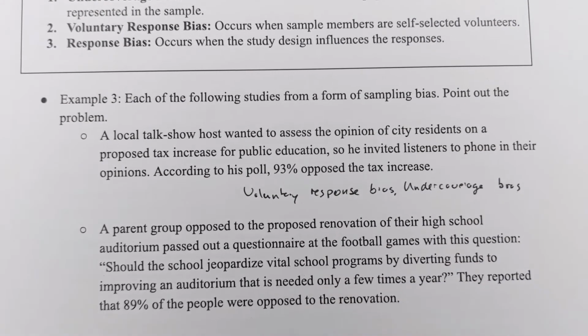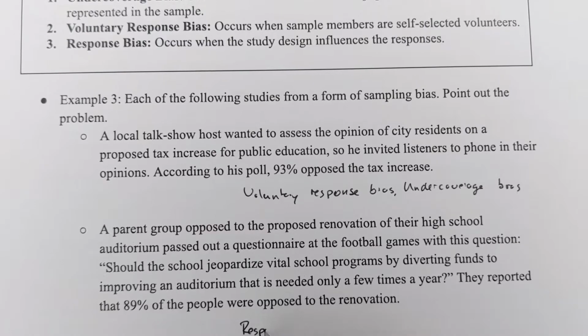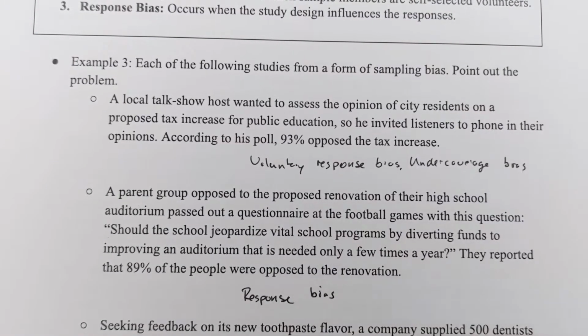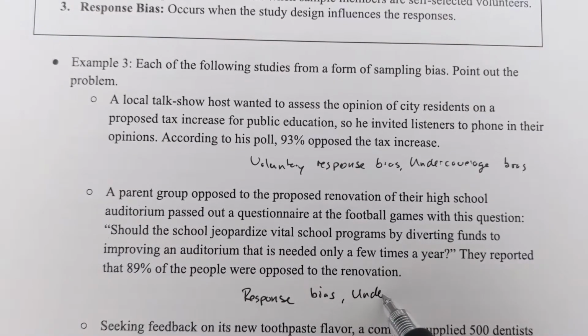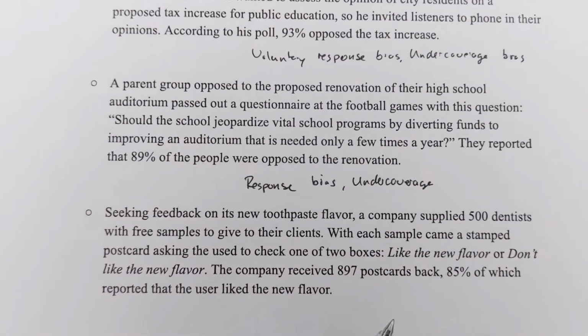Okay, a parent group opposed to a proposed renovation of their high school auditorium passes out a questionnaire at the football games. The question: should the school jeopardize vital school programs by diverting funds to improve an auditorium that is needed only a few times a year? So this is a response bias for sure, because the way that question is worded implies that it is a bad thing to do. Also, once again, you have undercoverage because you are passing this out at football games, so not the entire student or parent population.